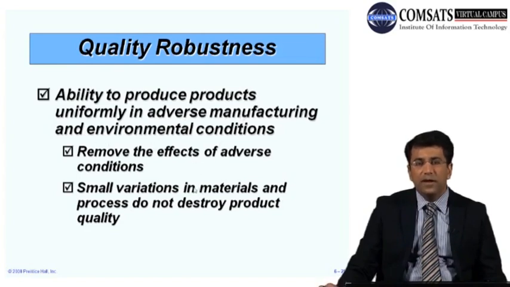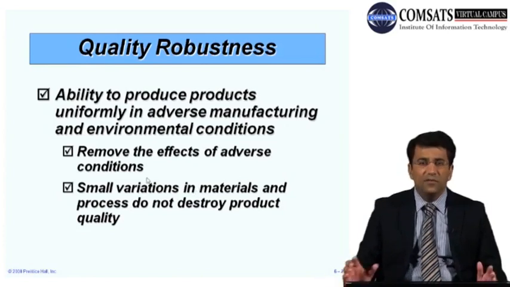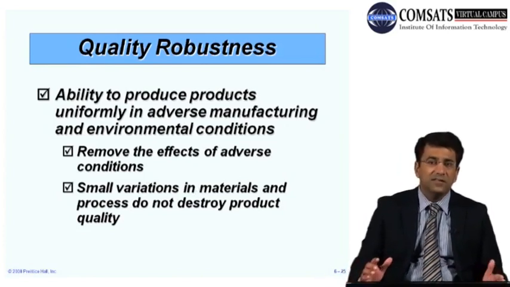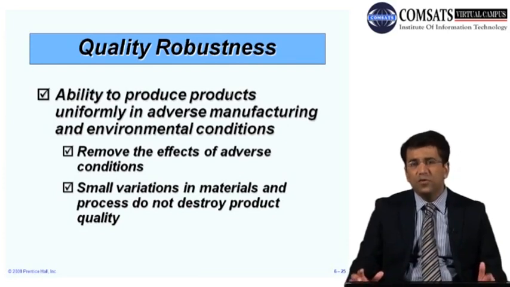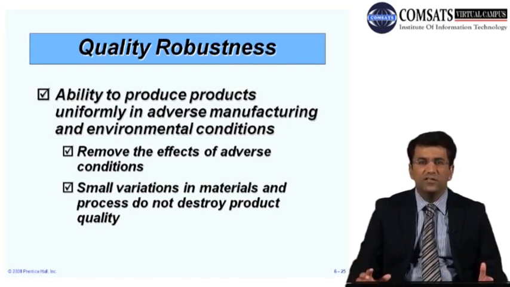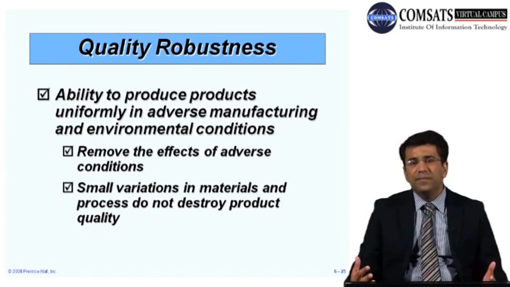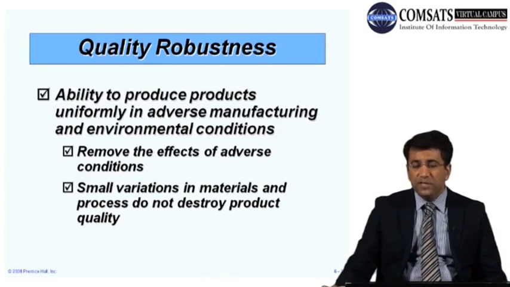Now this is a very important class. Sometimes there is an effect, and sometimes there are certain causes. Sometimes it is not so important to directly focus on the causes, because there may be some adverse effects related to manufacturing and environment which can directly produce this sort of effect. So this concept about robustness deals with the ability to produce the products uniformly in adverse manufacturing and environmental conditions. It helps us to remove the effects of adverse conditions.